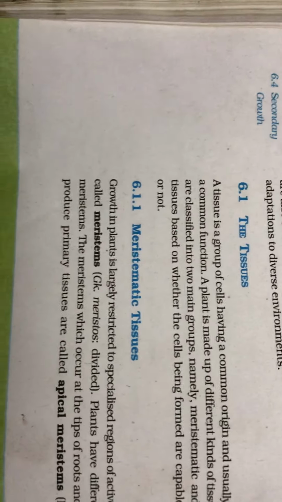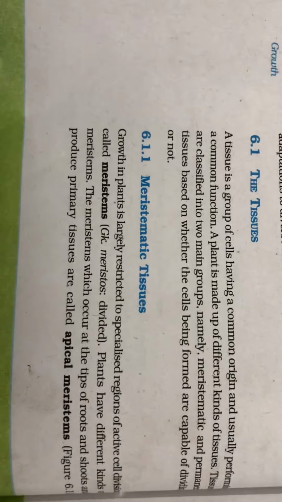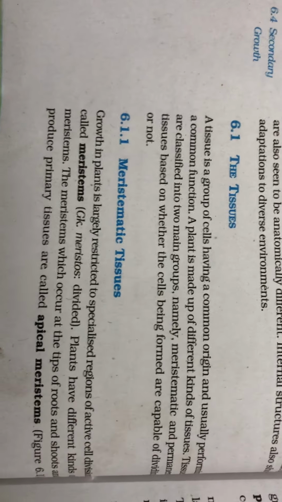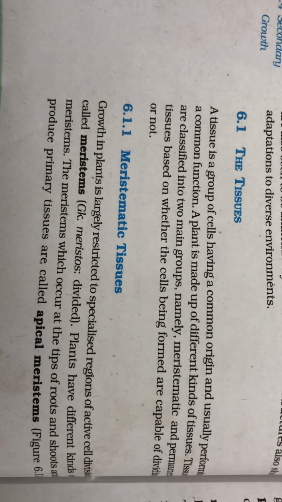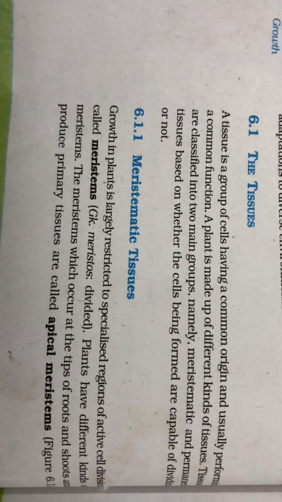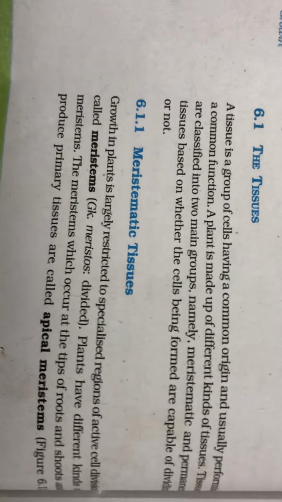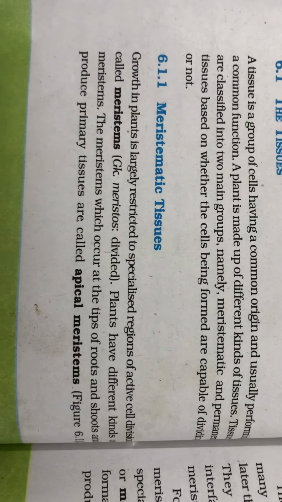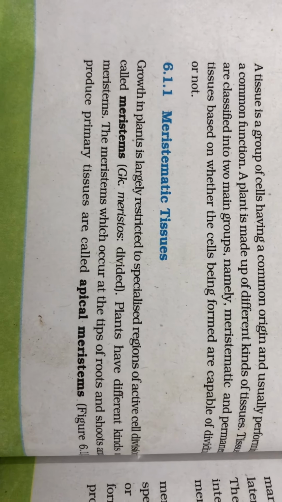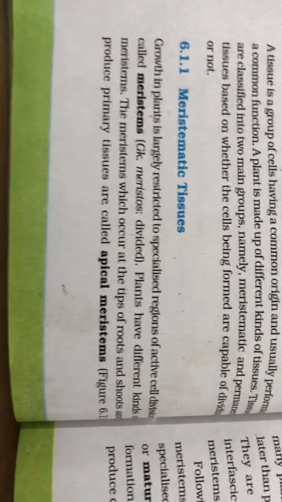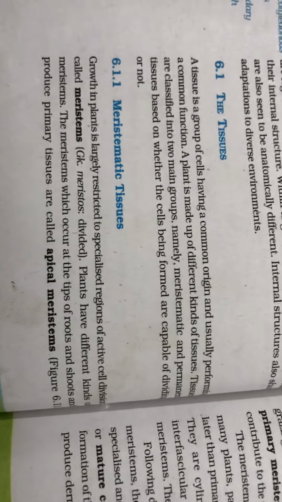Now first let us see what is a meristematic tissue. The growth in the plant is largely restricted to specialized regions of active cell division called meristem, right? That is from meristos, a Greek word, that is divided. Plants have different kinds of meristems. The meristems which occur at the tip of the root and shoot and produce primary tissue are called apical meristem. Apical meristem means what? So that is present at the root tip.